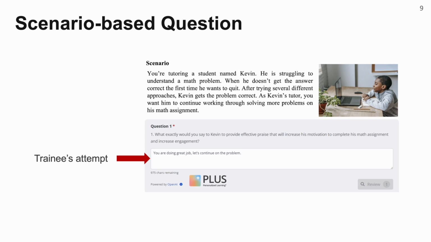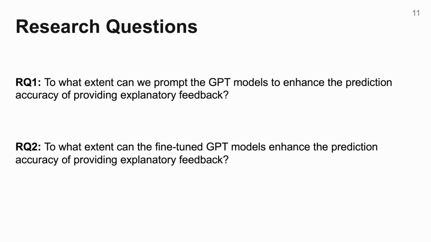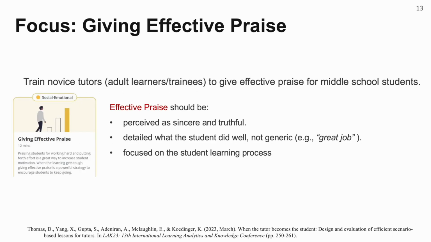The trainee tutors can put their response in the box, and we will use our feedback system to assess the quality of the tutor response. That brings us to our general research question: how can we use AI, particularly generative AI, to provide feedback to the tutor trainees? We put two research questions in our original paper. In my presentation today, I use the brief version. The first one is, does prompting a GPT model provide accurate explanatory feedback for tutor training? The second one is, does a fine-tuning approach further improve the model accuracy?